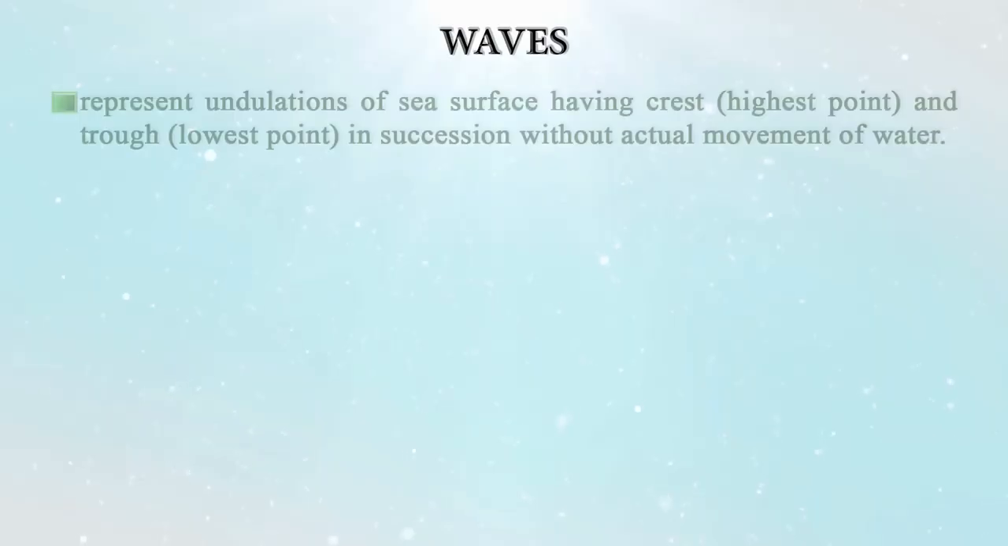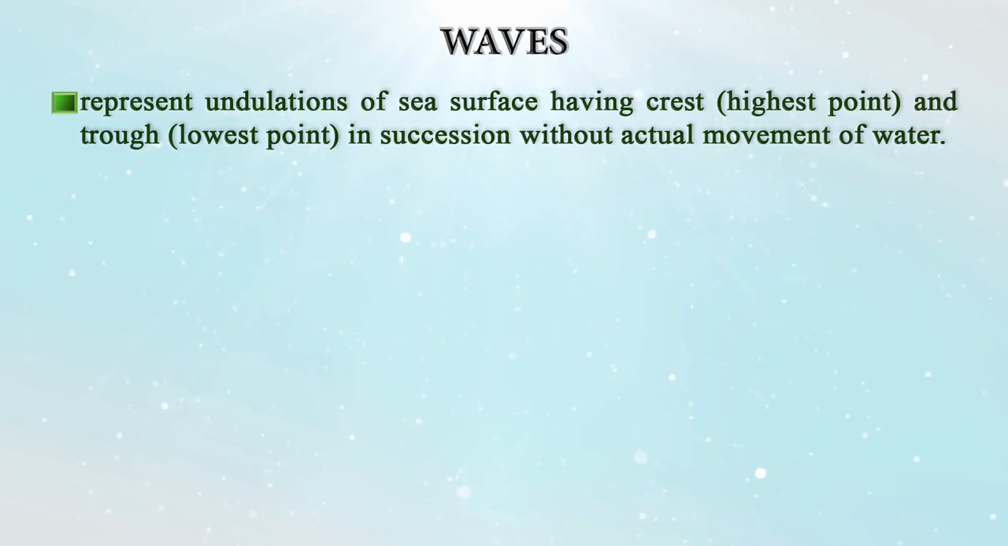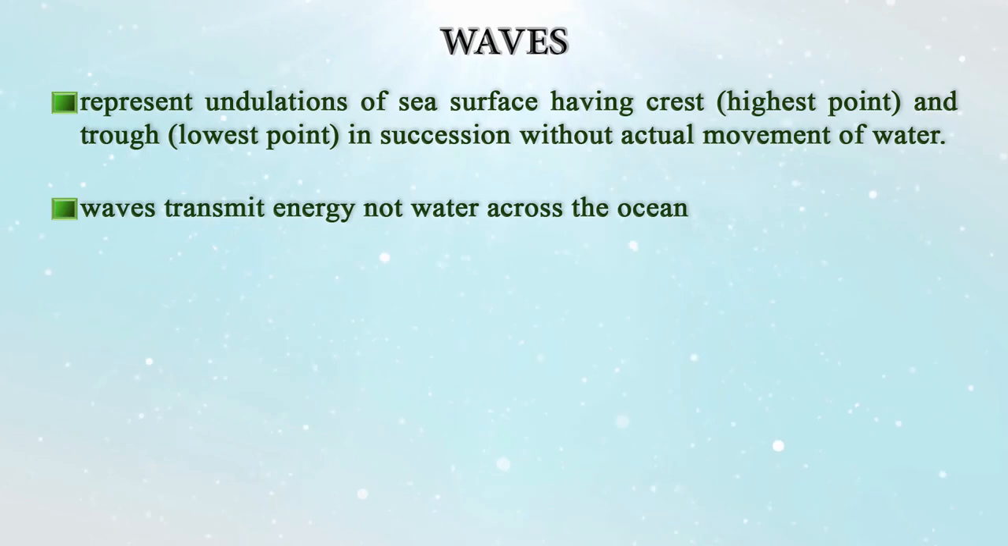So what are waves? When you go to the seashore, or if you are an inhabitant of an ocean coastal area, you must have noticed different types of oceanic circulations. Waves represent undulations of the sea surface, having crests, which are the highest portion of the wave, and troughs, which are the lowest portion of the wave, and these move in succession without actual movement of water. So waves transmit energy, not water, across the oceans.